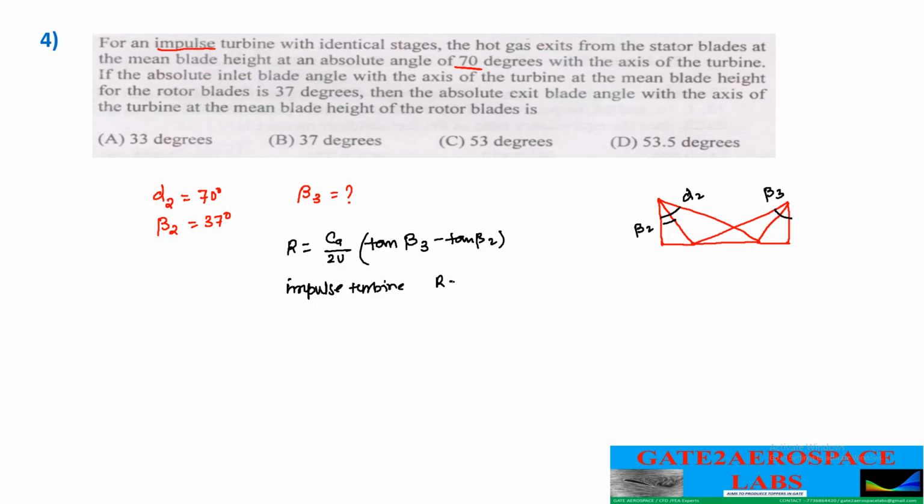Now, for an impulse turbine, we know the value of R is 0. If this value has to become 0, then these two values should be equal. This implies tan beta 2 should equal tan beta 3, or you can say beta 2 equals beta 3. Beta 2 is known to us, that means beta 3 will be 37 degrees. So B is our answer.